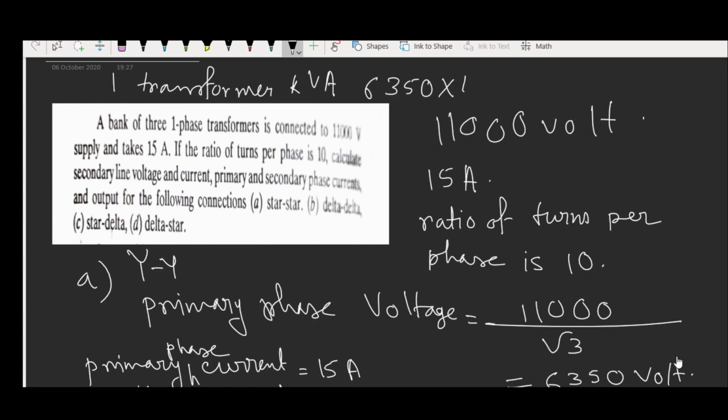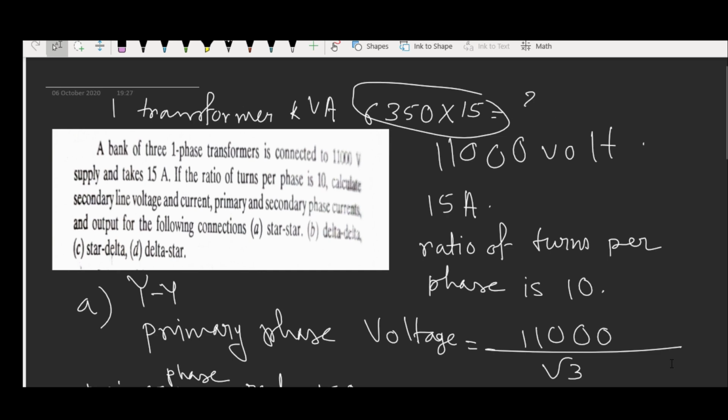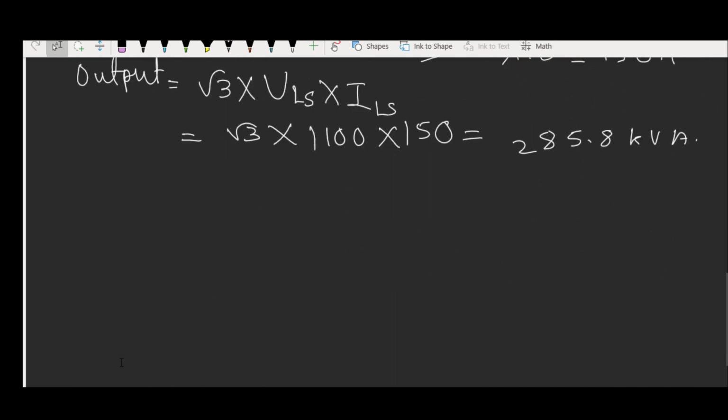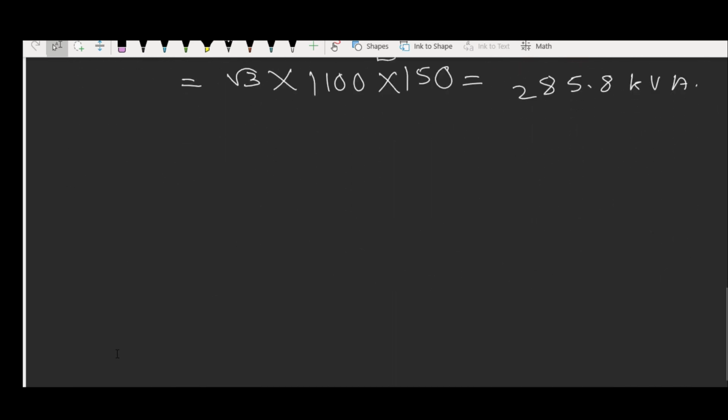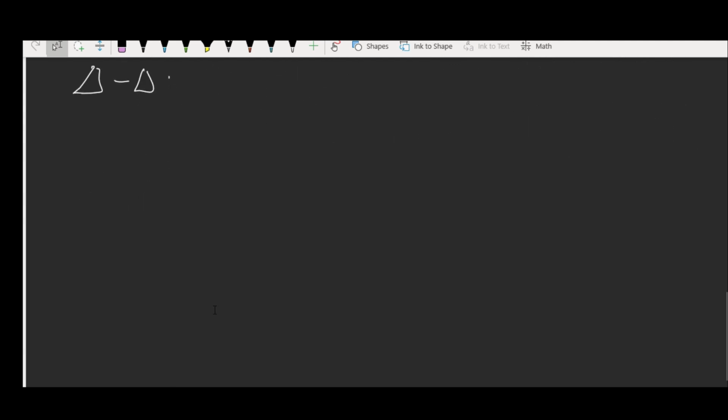6350 into 15. So if you do this, you will get exactly the same as if you do this; you will find the same thing. There will be no change. Now let us investigate the same for delta-delta. As I told you, my objective here in solving this problem is to give the student confidence that problems are solvable.